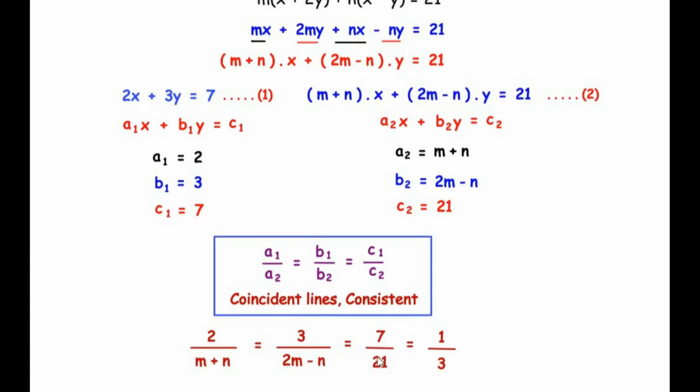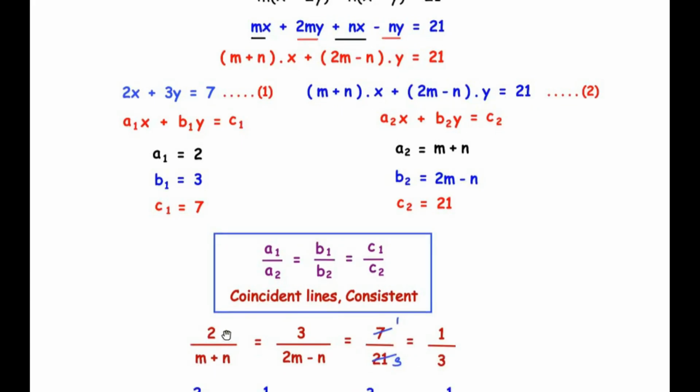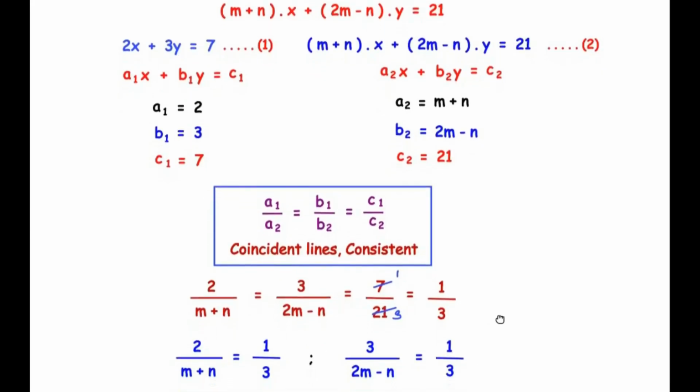Now here we have simplified this fraction, that is 7 divides 21. That is 7 1 times is 7 and 7 3 times is 21. So these two fractions become equal to 1 over 3. Now we can equate each of the fractions equal to 1 over 3. So we have equated 2 over m plus n equal to 1 over 3 and equated the second fraction, that is 3 over 2m minus n equal to 1 over 3.